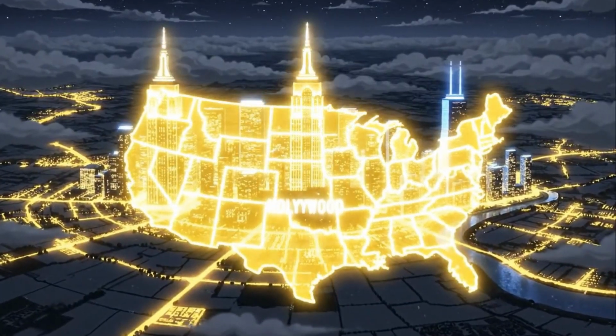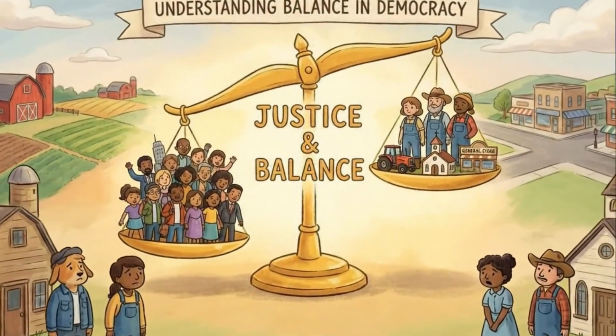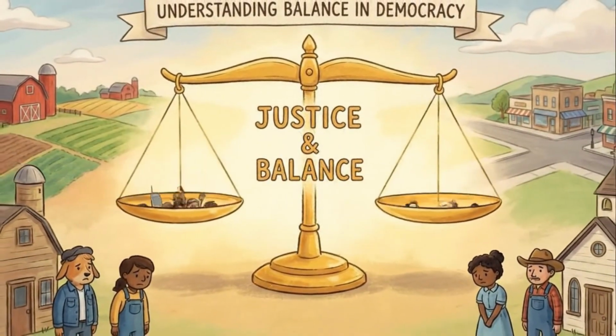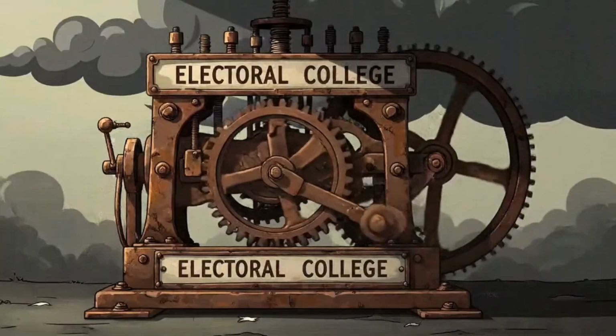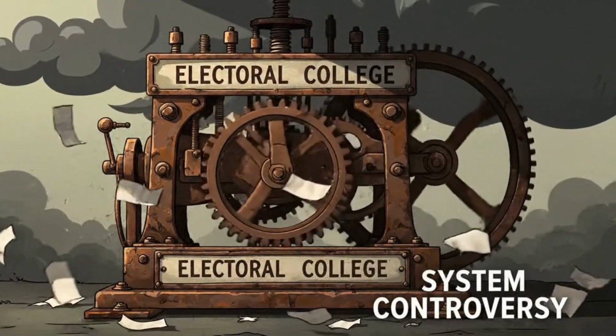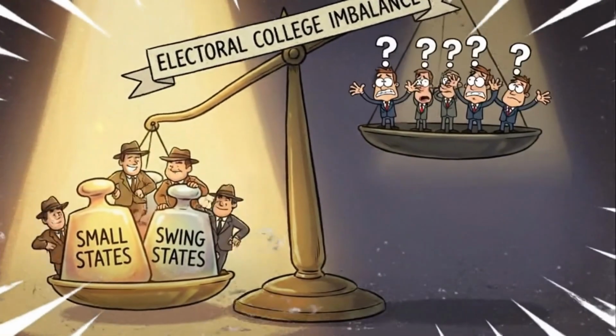If it were a purely popular vote, candidates might only campaign in the largest cities like New York, Los Angeles, and Chicago, ignoring the diverse needs and concerns of rural America or less populous states. Furthermore, supporters argue it prevents the tyranny of the majority and promotes national unity by requiring candidates to appeal to a wider range of voters and concerns.